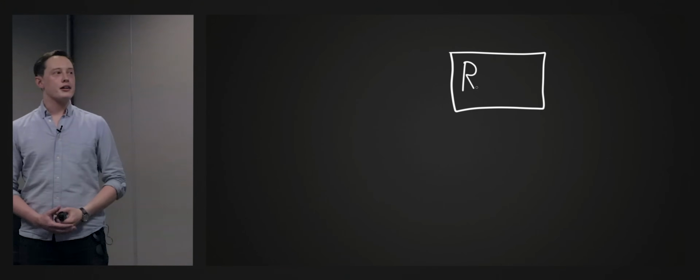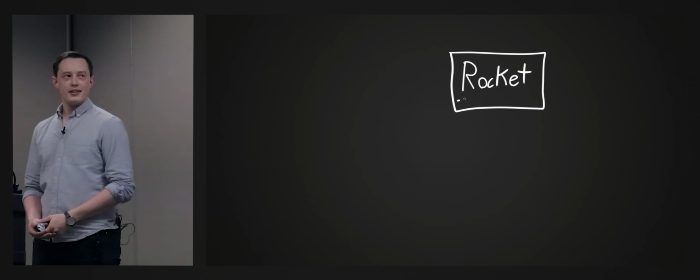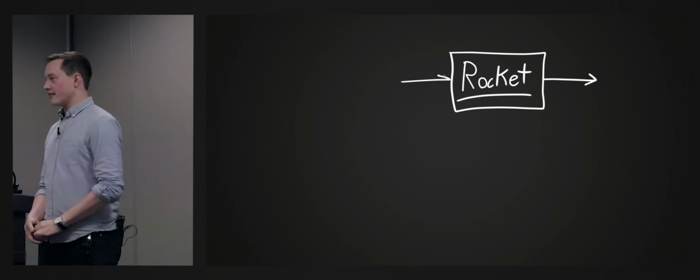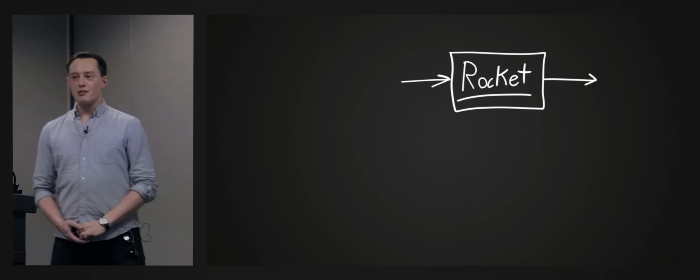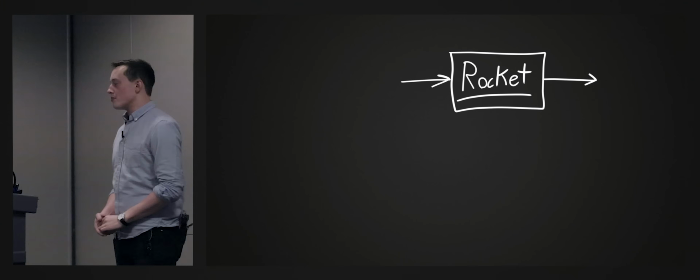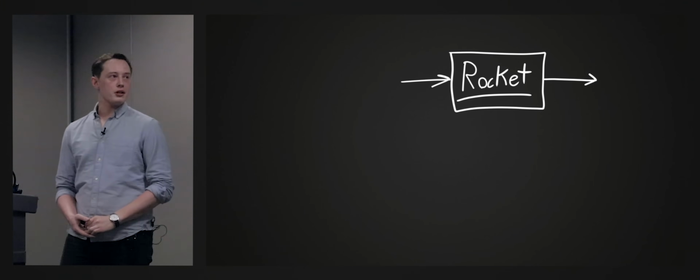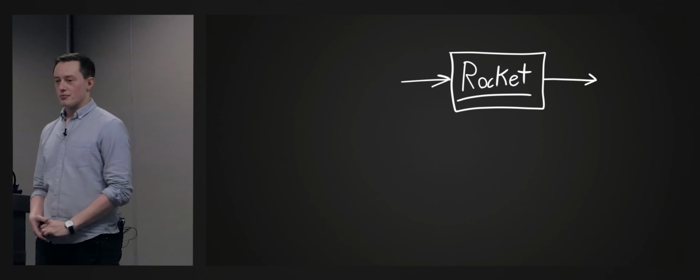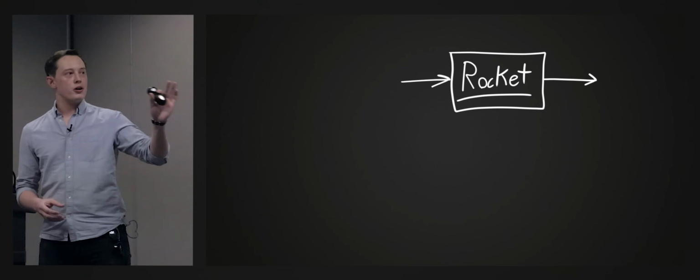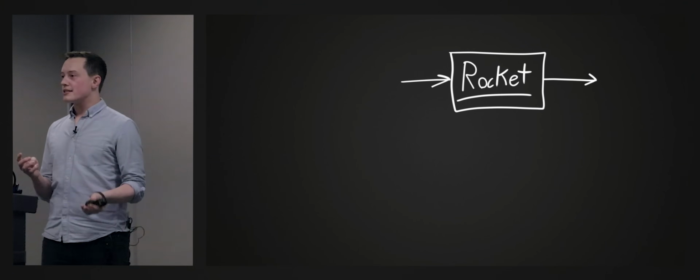So I'm going to draw a box, and I'm going to call that box rocket. You can guess what goes on there. In this box, there is an input and an output. We know what we put into it, and we know what we get out as a result. This is a black box. We don't necessarily know what goes on inside of it.